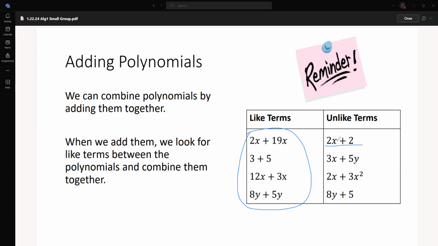For example, I can't add 2x plus 2 because this 2 doesn't have any variable next to it, and we don't know the value of this one. The answer would be difficult because when it's 2x, you have x. So let's say x is like 2, then this would be 4, and it will completely change the answer.